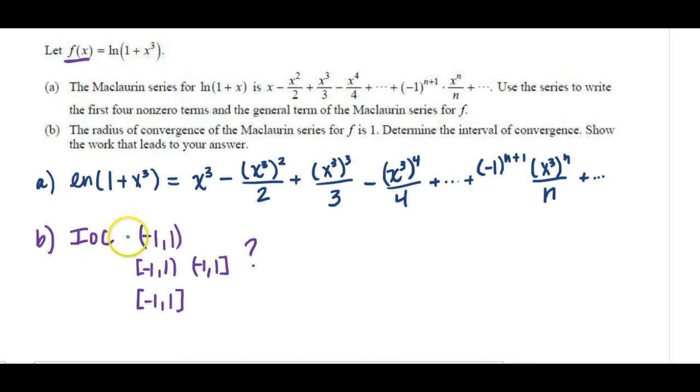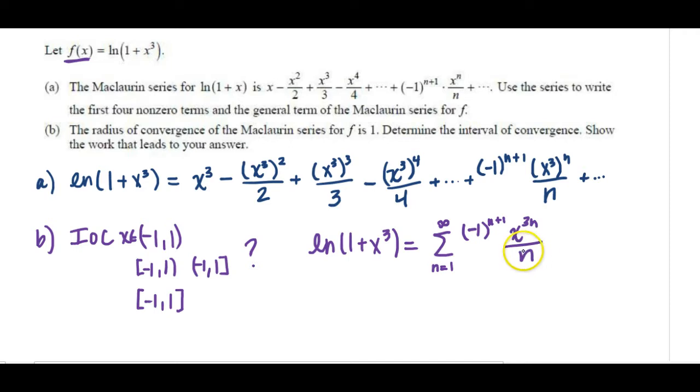So remember that these are x values, right? So x values in these intervals from negative 1 to 1. So what I'm going to do is rewrite the natural log of 1 plus x cubed in its summation notation form. So we're going to have from n equals 1 to infinity of the general term. So we already have the general term written out. That's (-1)^(n+1), and then x^(3n) over n. So this is going to be my condensed version of the Taylor series for natural log of 1 plus x cubed, or Maclaurin, because it's centered at 0.